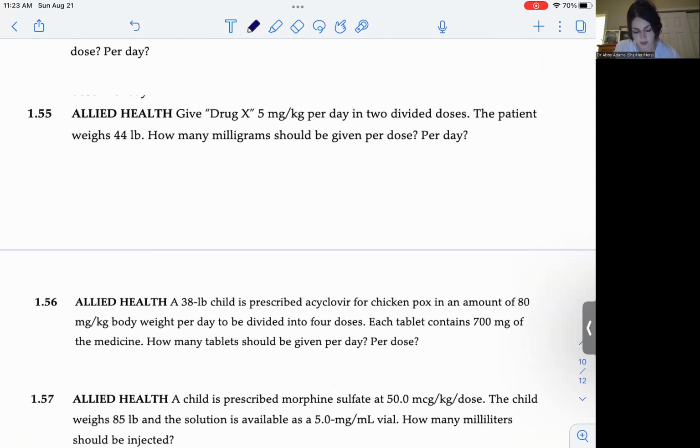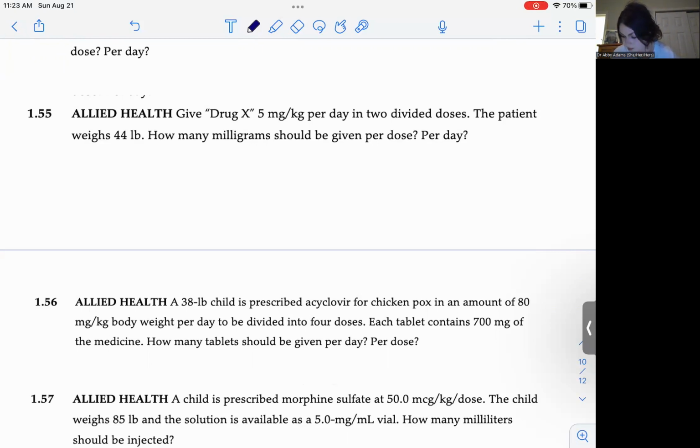So 1.55, we have an allied health question. I like these. Give drug X, so it doesn't matter what it is. We're just looking at the numbers here. Give drug X 5 milligrams per kilogram per day in 2 divided doses. The patient weighs 44 pounds. Okay, so this is a child probably, or not necessarily. This is just a person that weighs 44 pounds. How many milligrams should be given per dose per day?